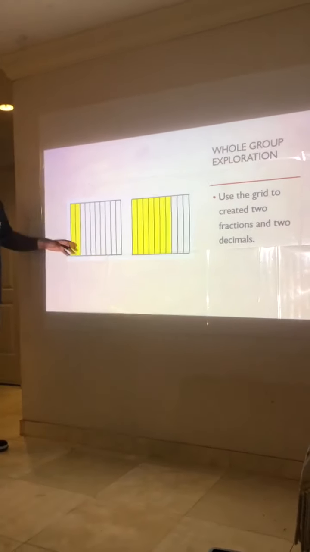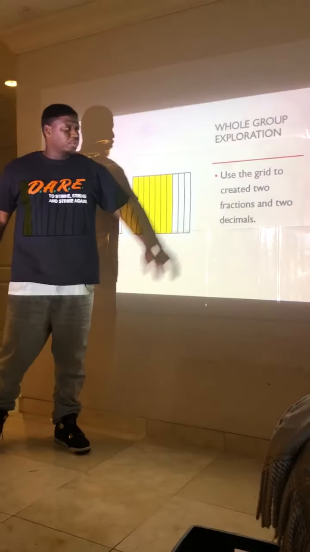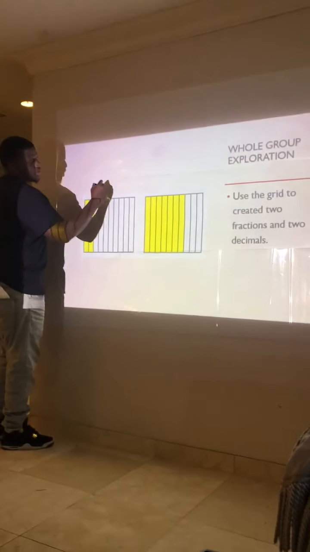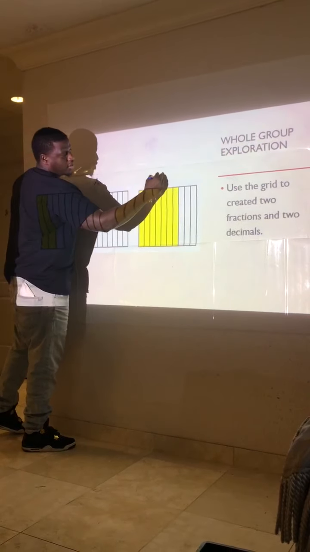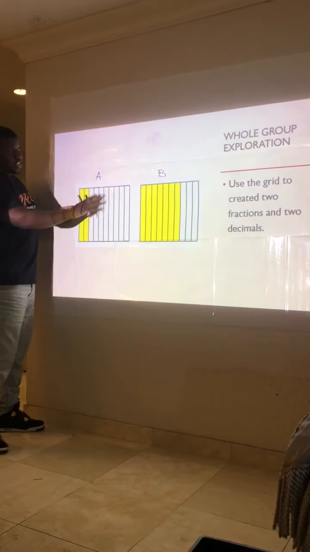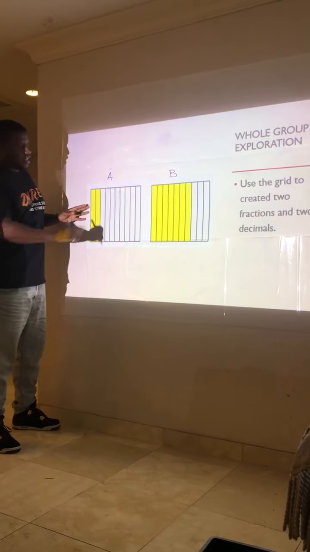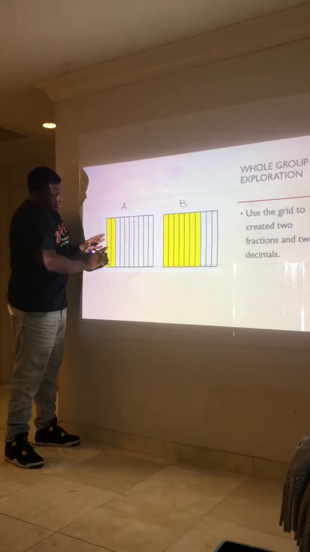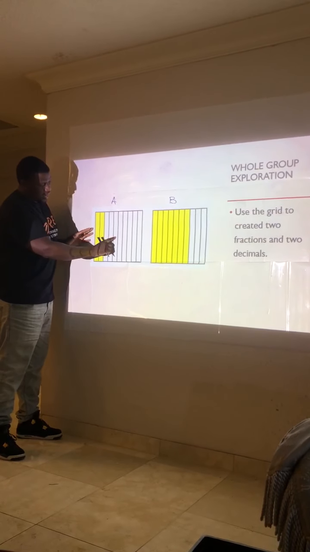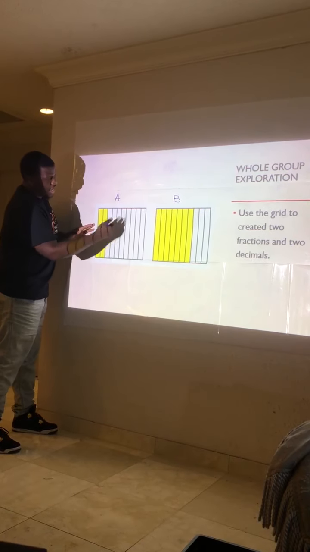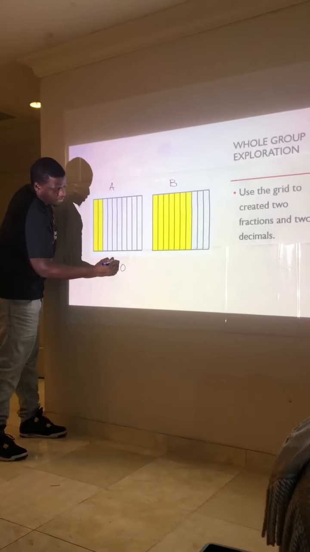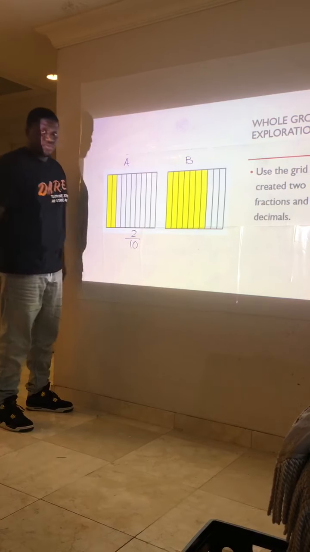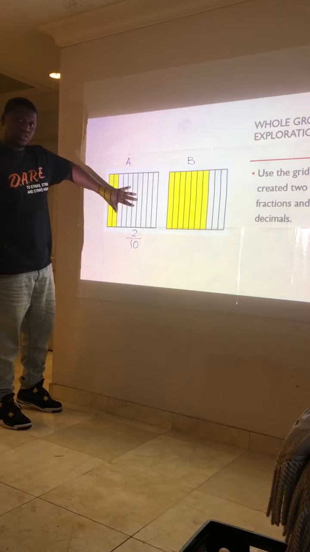All right, this is another example of whole group exploration. We're saying use the grid to create two fractions and two decimals. So we're going to just go ahead and label this A, and we'll label this B. Now, looking at this one is different from the one that we just did because this whole right here is broken into tenths. And how do I know it's broken into tenths? Because 1, 2, 3, 4, 5, 6, 7, 8, 9, 10. It has 10 equal parts. So I'm going to put my denominator as 10. How many are shaded here? Simple. That's 2. So this fraction represents 2 tenths.